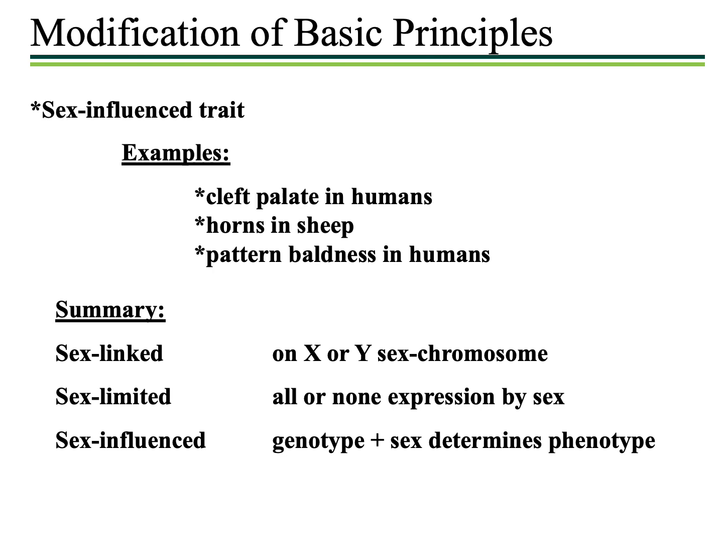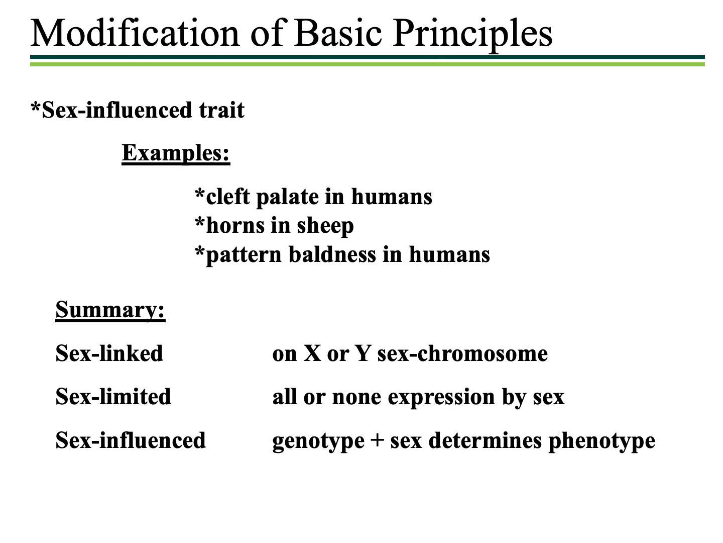So this is different from the last example that we just talked about, where you might have expression in one sex versus the other. In this case, you would have some level of expression in both sexes, but again, the level would be different. Classic examples of this are cleft palate in humans, horns in sheep, and pattern baldness in humans as well, which are sex-influenced traits. This is all due to the fact that hormonal differences are going to be playing a role in phenotypic outcome. The levels that are being expressed are different in the two sexes.